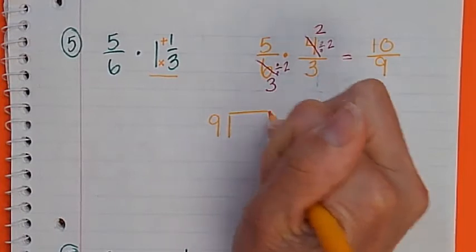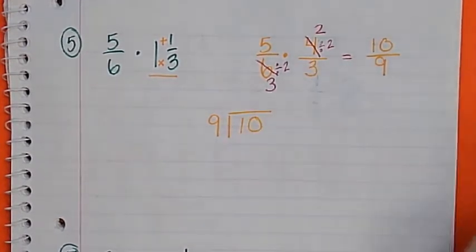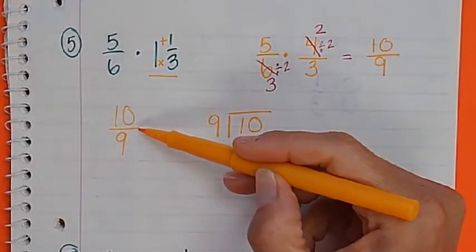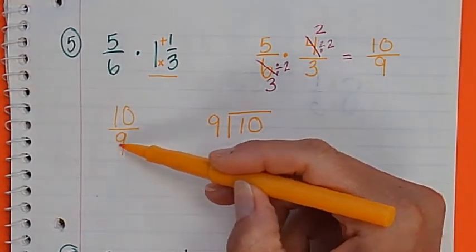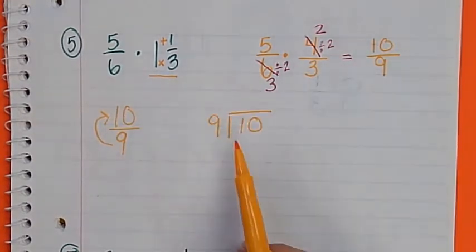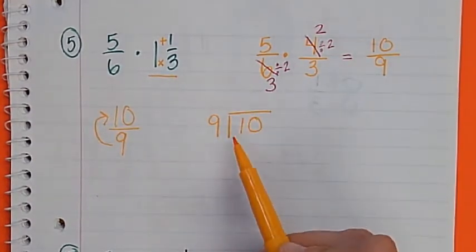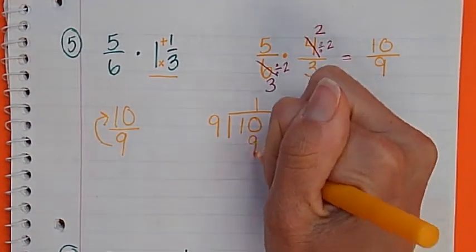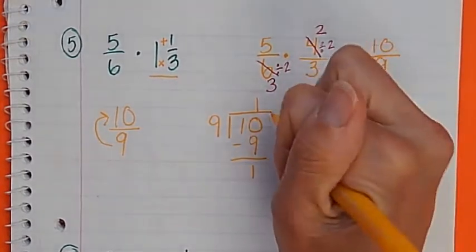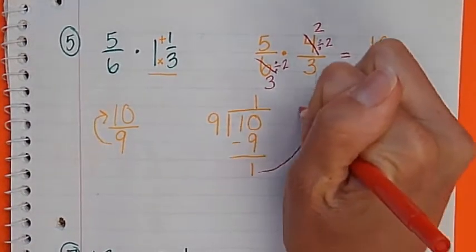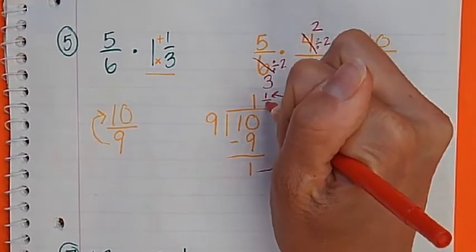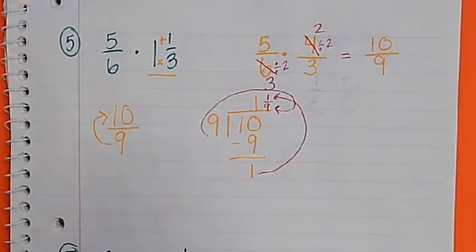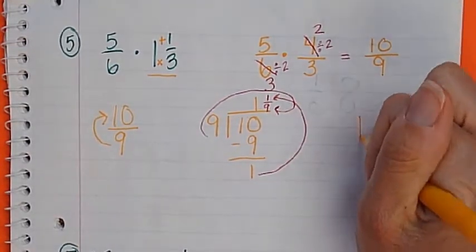So I'm going to divide the denominator into the numerator. Remember, this is a division bar. Even though it is a fraction bar, it is still a division symbol, so we're dividing 9 into the 10. 9 into 10, or 10 divided by 9. So 9 goes into 10 once. 1 times 9 is 9, with 1 left over. The 1 comes up to be the numerator, and the 9 stays the denominator. Right over there. So my answer to this problem is 1 1/9.